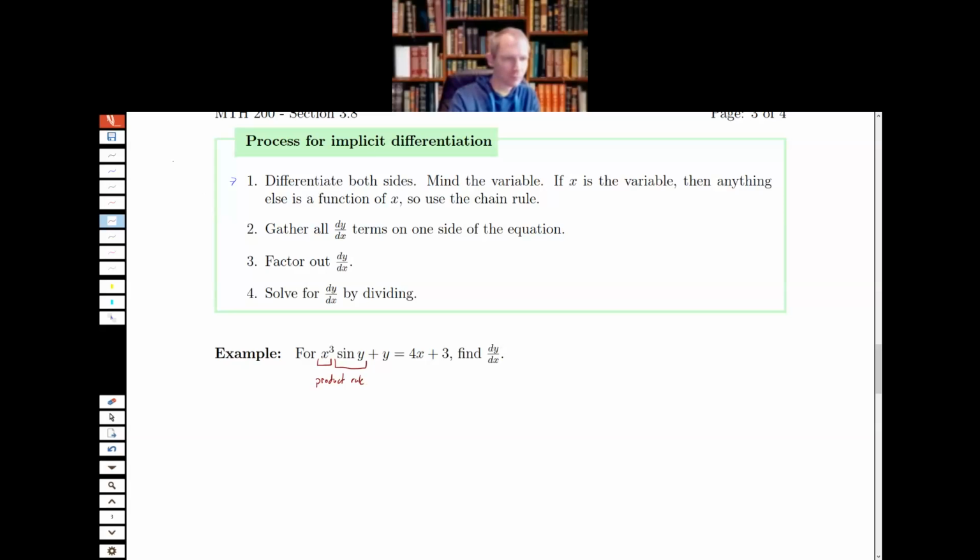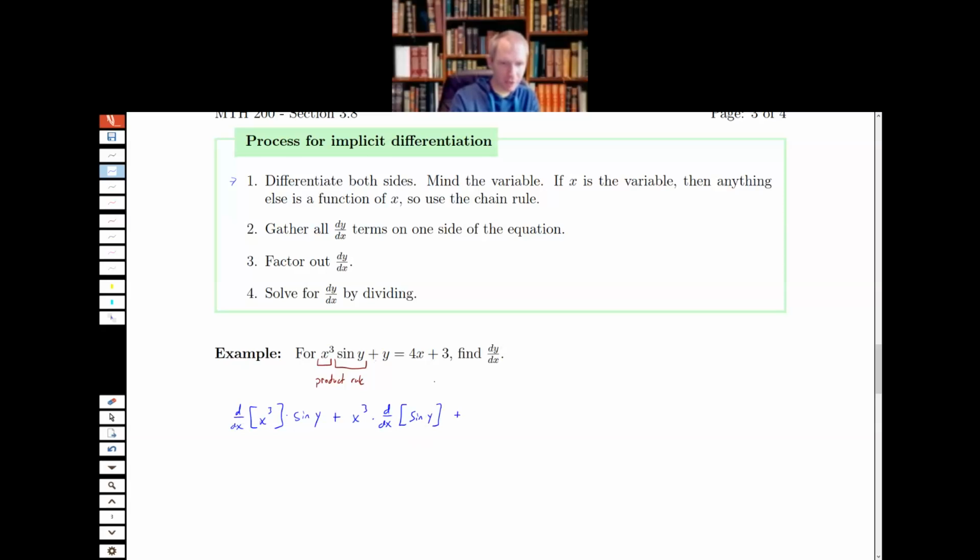Okay, so let's go ahead and differentiate, and I'm going to be very step-by-step about this. When we use the product rule, we take the derivative of the first piece, so the derivative of x cubed, times the second piece, sine y left alone, plus the first piece left alone, times the derivative of the second piece. So that's the setup for my product rule.